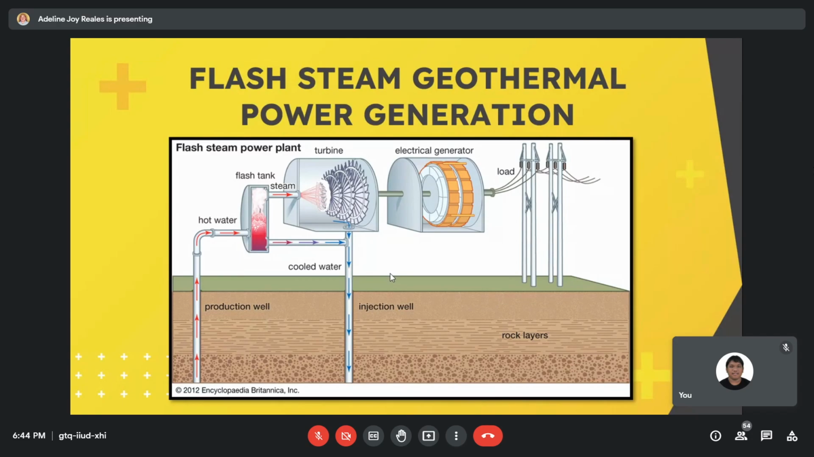So if any liquid remains, it can be sent to the second tank to extract even more energy.